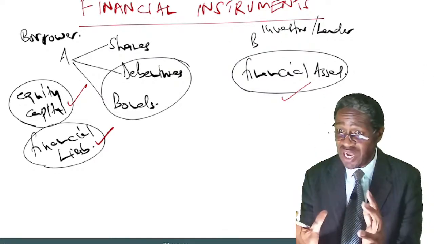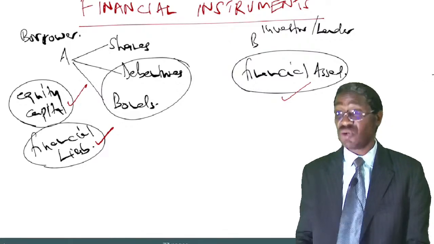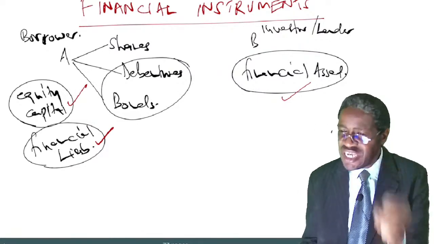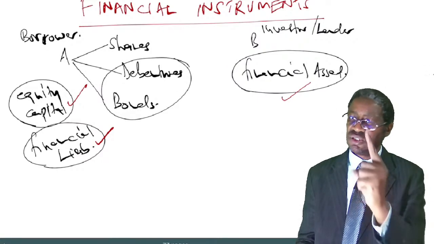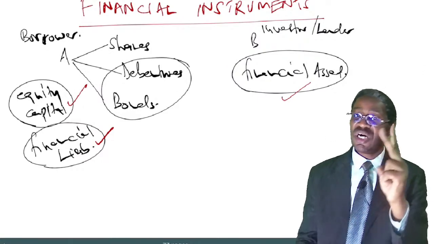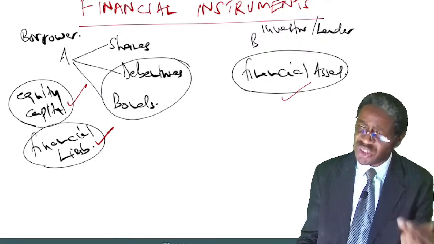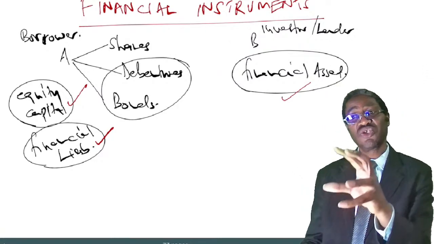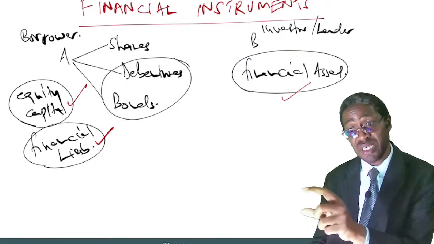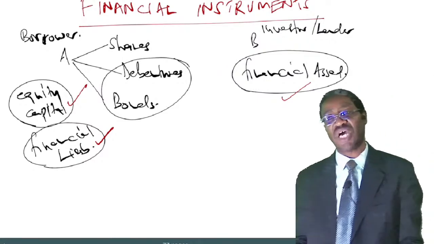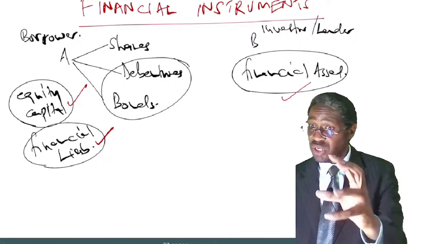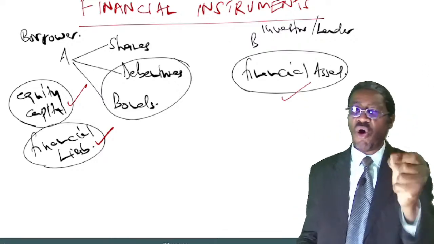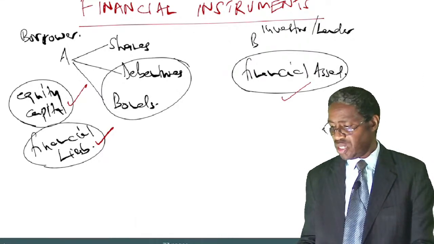So I've defined what's a financial instrument. It's a contract that leads to a financial asset to one party and a financial liability or equity capital to another party. We have said to the investors or the lenders, it creates a financial asset. To the borrowers, it creates either equity capital or a financial liability.